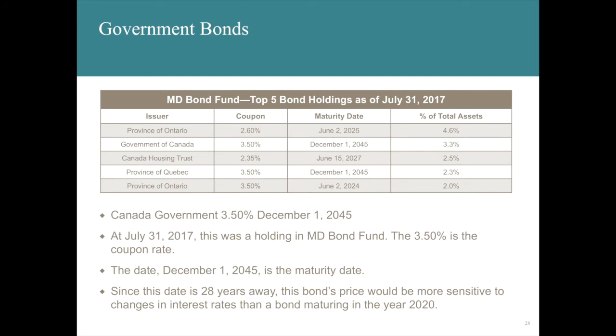But you see here, the government bonds tend to offer a relatively low coupon, especially when we compare them to some of the corporate bonds that we have in our portfolio.